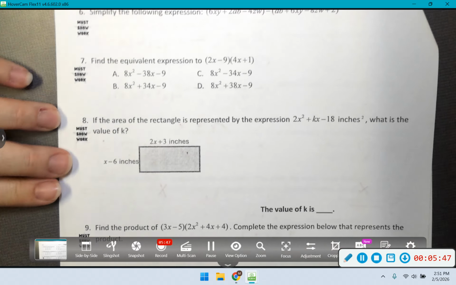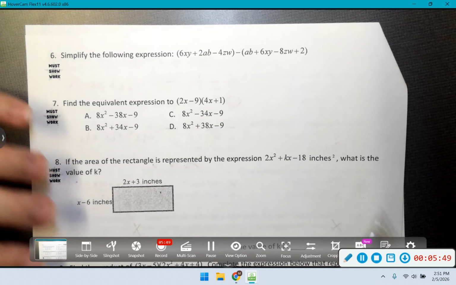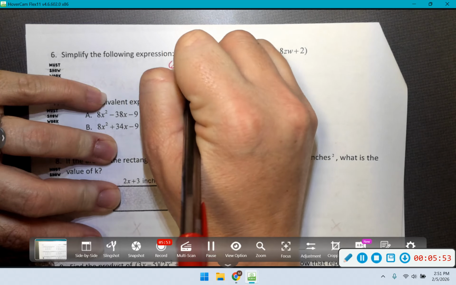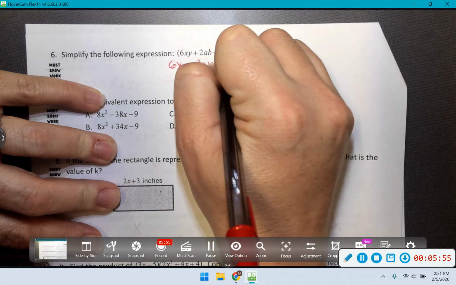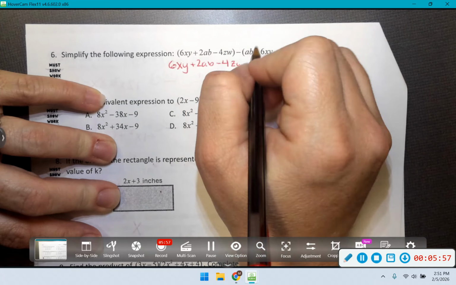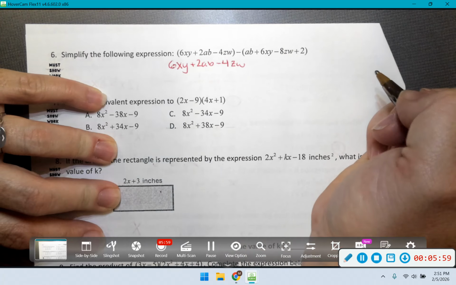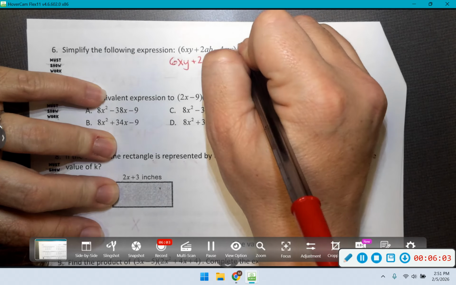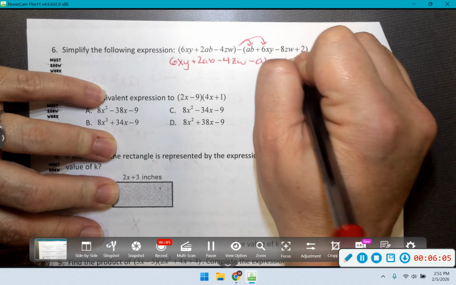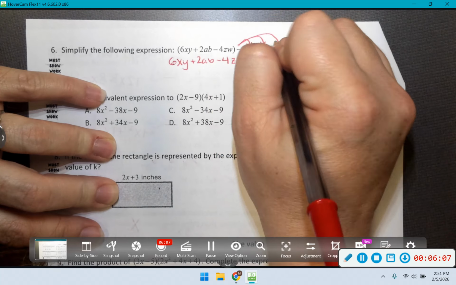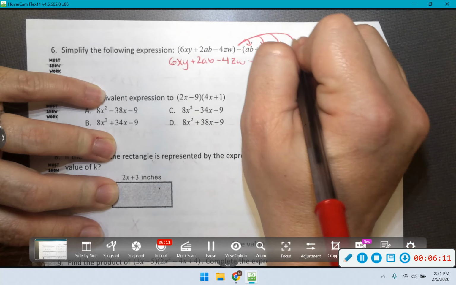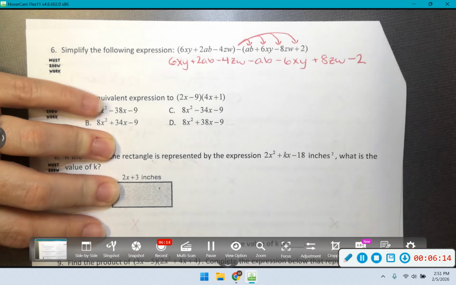Okay, number 6 is a lot like number 3. We have nothing in front of the first set of parentheses, so we're just going to rewrite it: 6xy plus 2ab minus 4zw. But I have to distribute the negative to that second set of parentheses. So negative ab, minus 6xy, two negatives makes a positive 8zw, and a negative times a positive makes a negative 2.